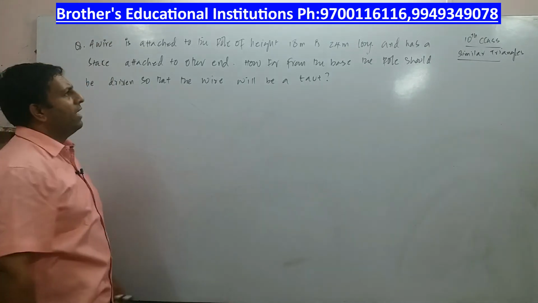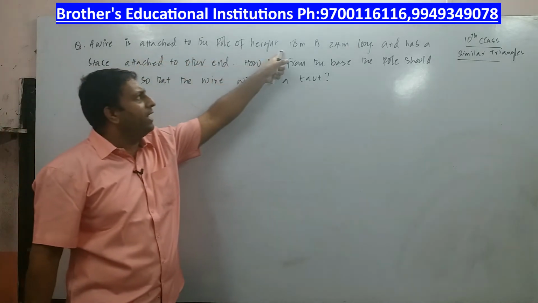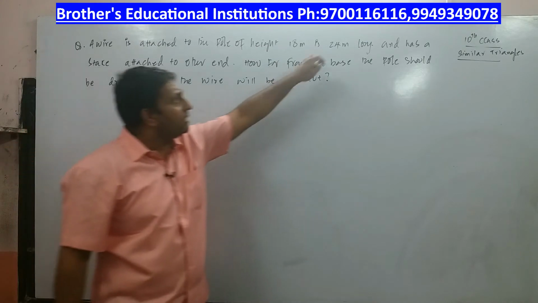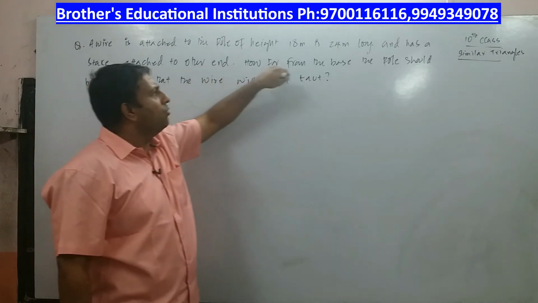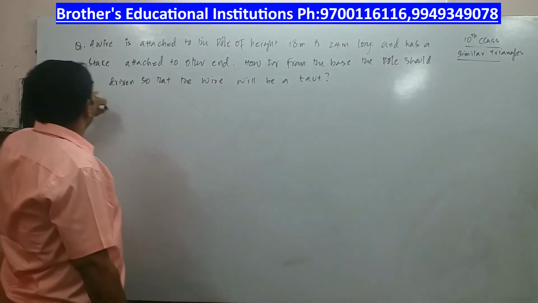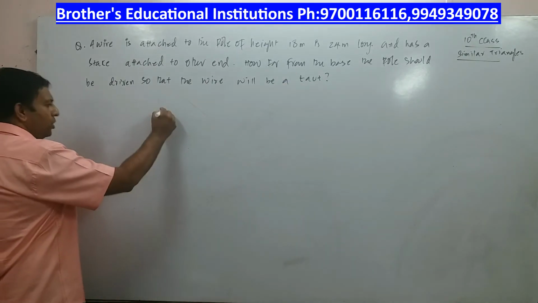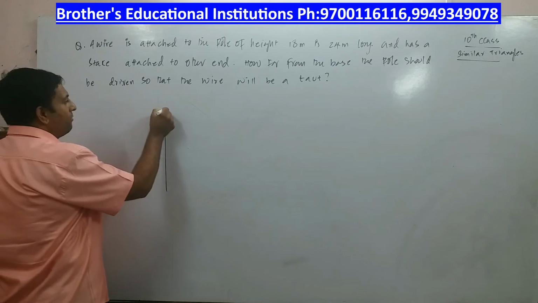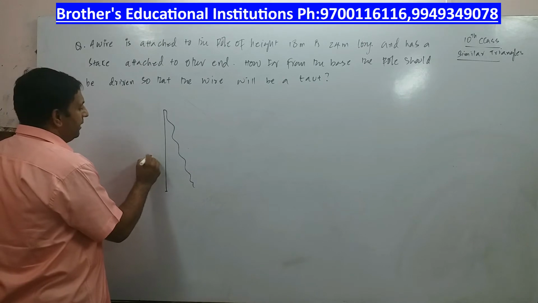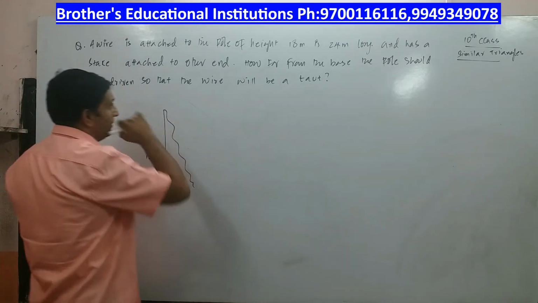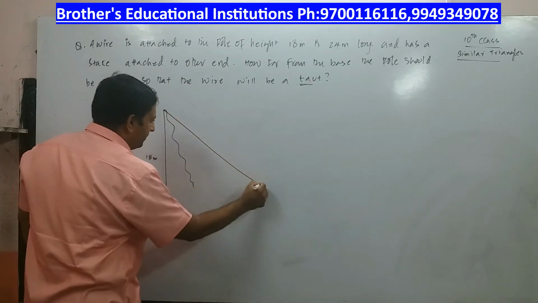Okay. Children, we have a very small question in front of you. A wire is attached to the pole of height 18 meters. It is 24 meters long and has a stake attached to the other end. How far from the base should the stake be driven so that the wire will be taut? A very simple question. You have a vertical pole and you have a wire. Now the height of the vertical pole is how much? It is 18 meters. Now this wire I am going to pull straight, right? If I want that wire to be taut, means I must pull this wire straight.